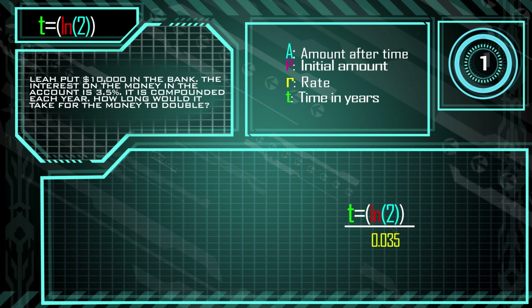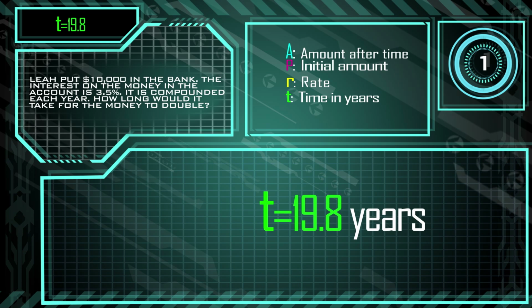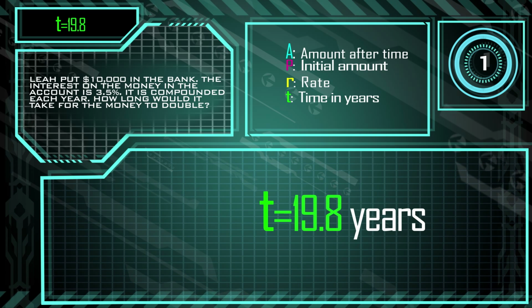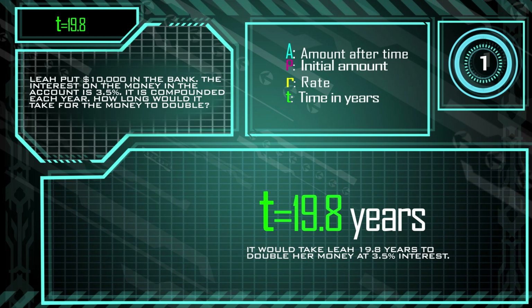After you put this equation into your calculator, round your answer to the nearest tenth. Then you will see that 19.8 years is your answer for T. So it would take Leah 19.8 years to double her money at 3.5% interest.